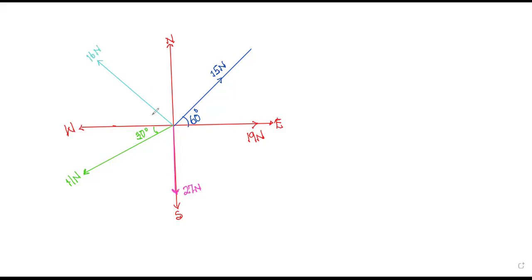The angle it makes with the X, this is 45. So we have 1, 2, 3, 4, 5 forces. Okay, making different angles with the X or Y and then the east and north respectively.